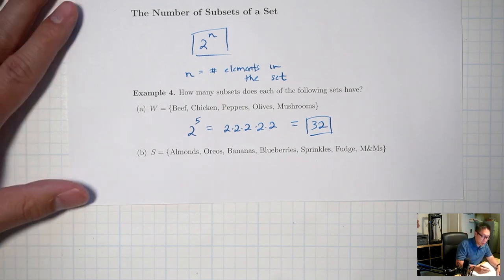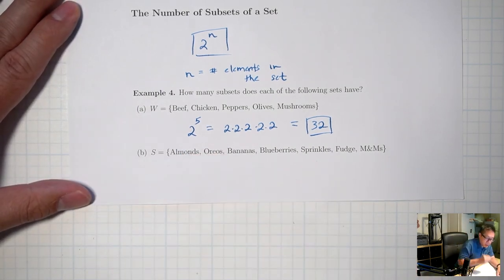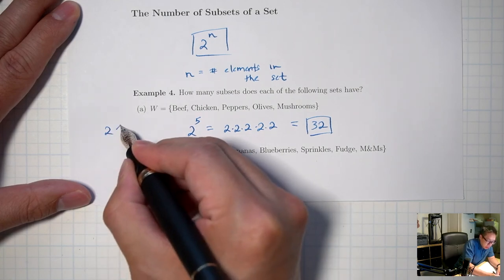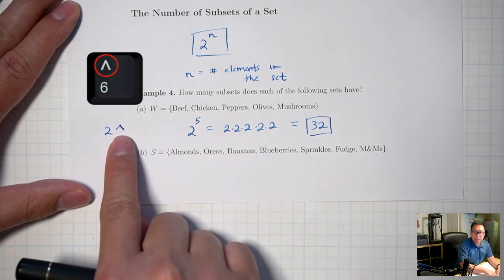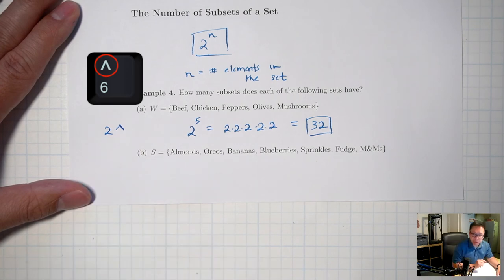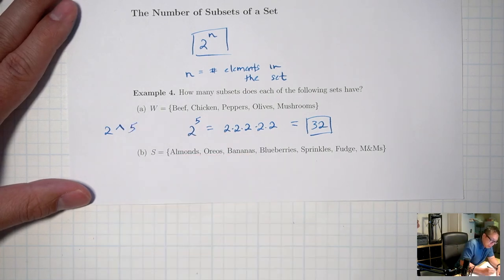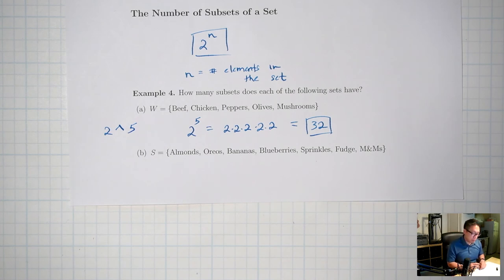So on some calculators, especially if you're on a computer, you would enter it with 2, then that button, the up caret or hat button, which is the symbol that's on your 6. So it's shift 6 and then 5. All right, so you can do that also on the calculator.